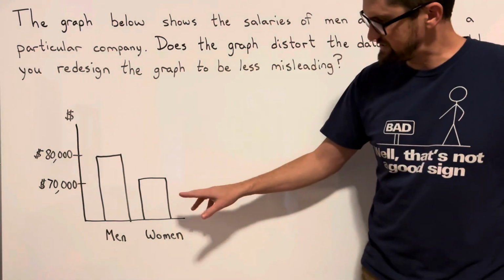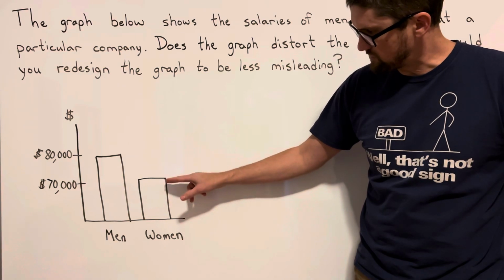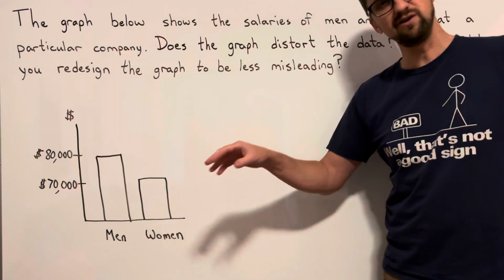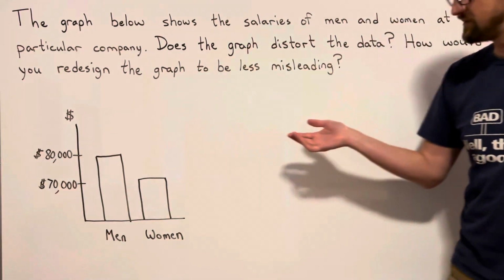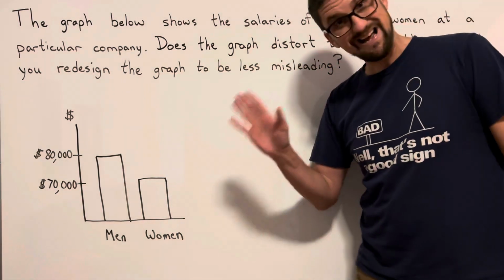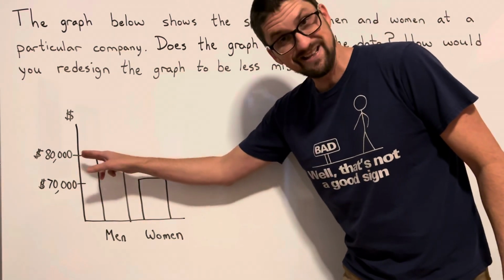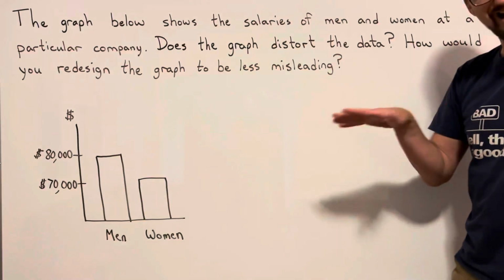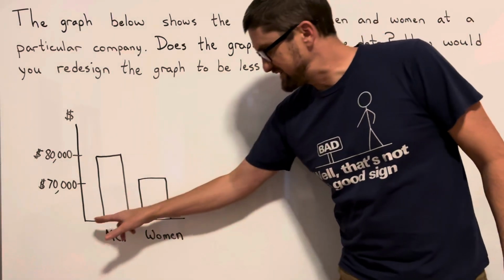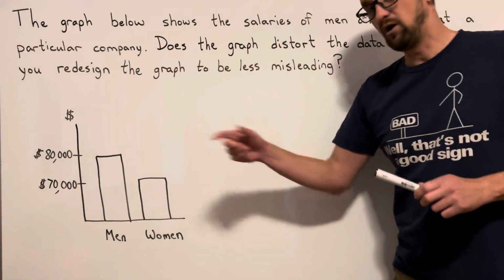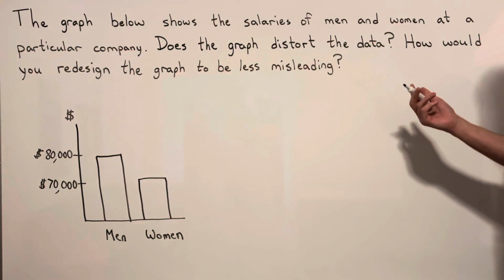Just glancing at this, it looks like the women's bar is about half the size of the men's bar. So you might think that women are making half as much as men. But that's not necessarily the case if you look at the numbers on the vertical axis. Men are at 80,000 and women are at 70,000. That's not half. It's misleading because it's not starting at 0 on the vertical axis.